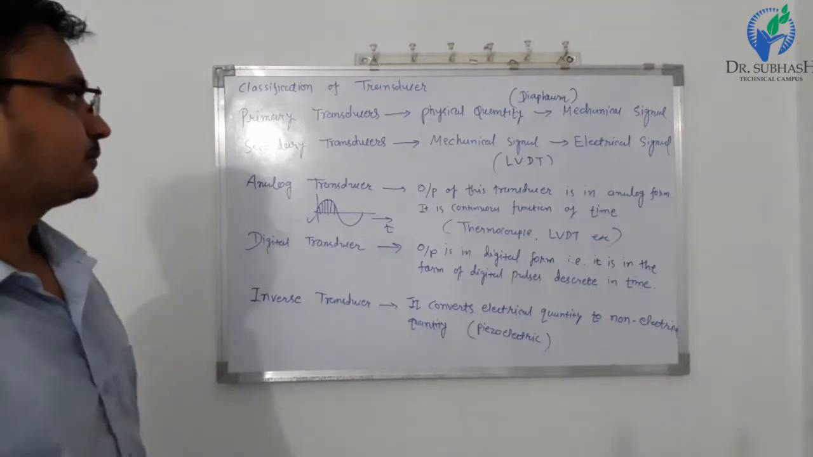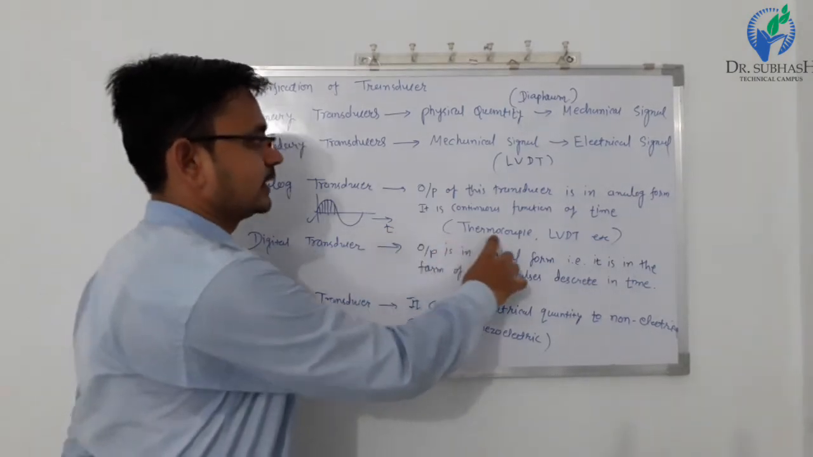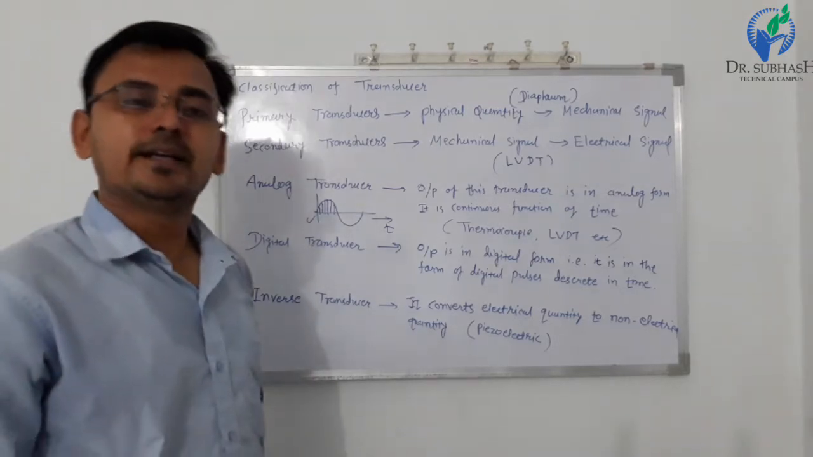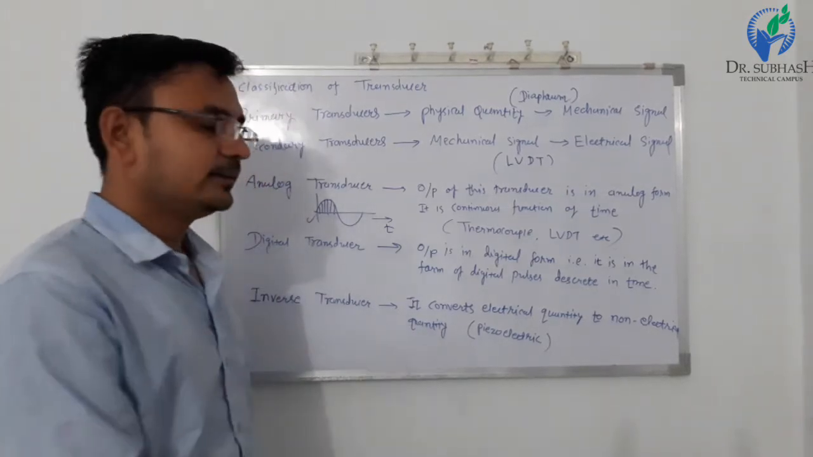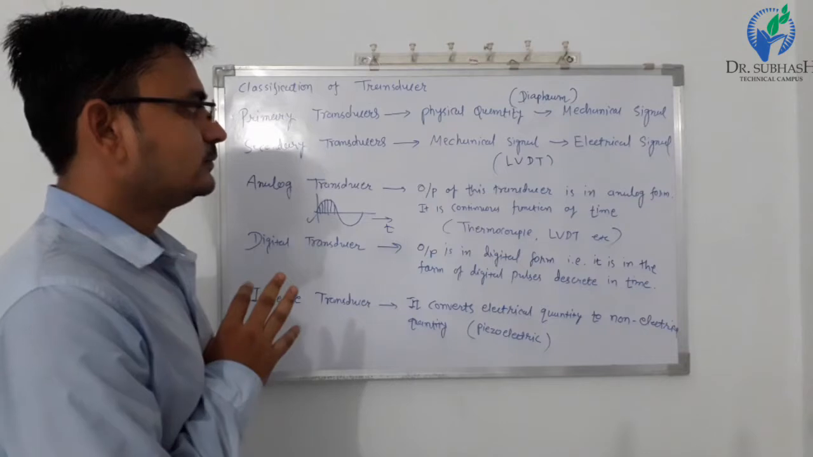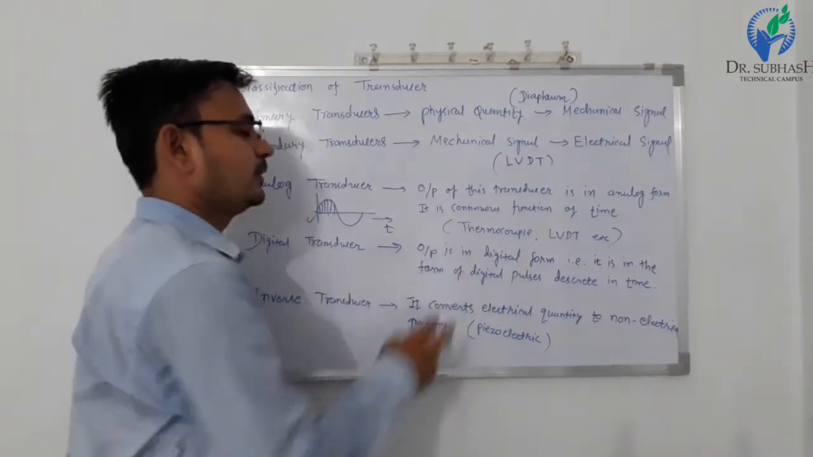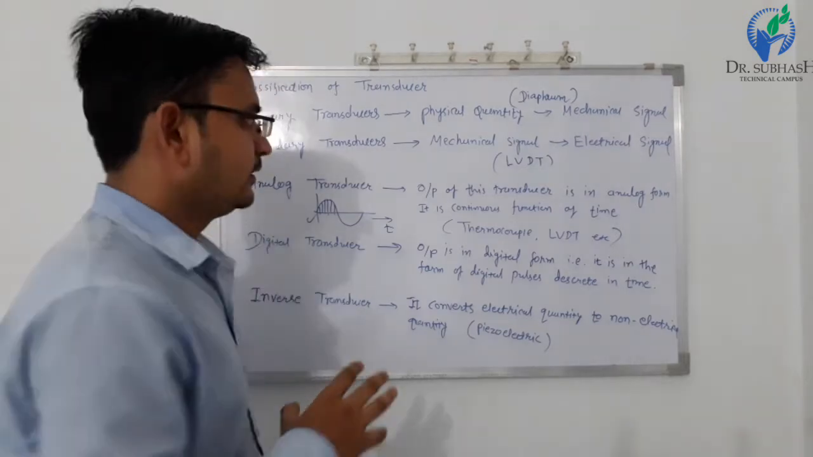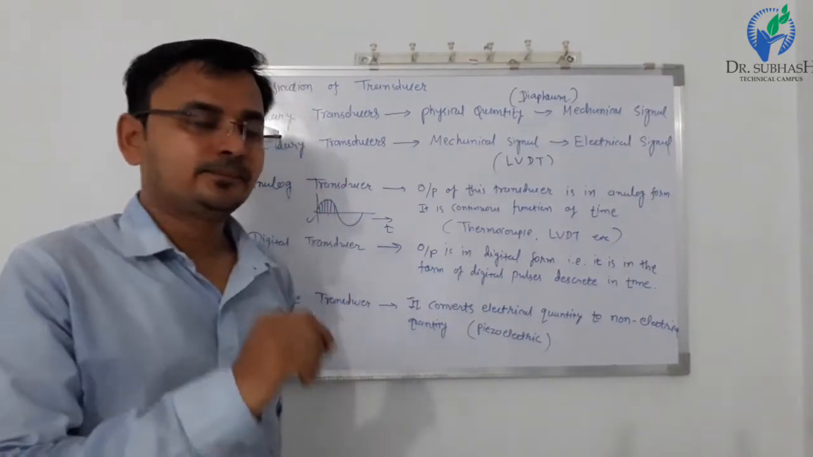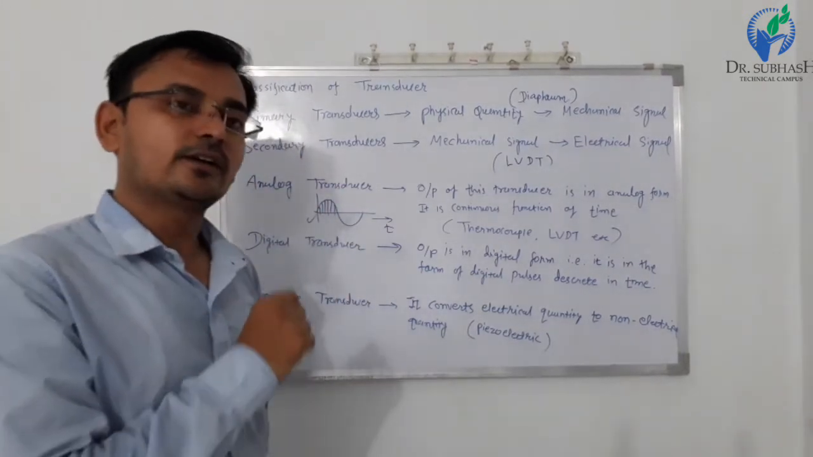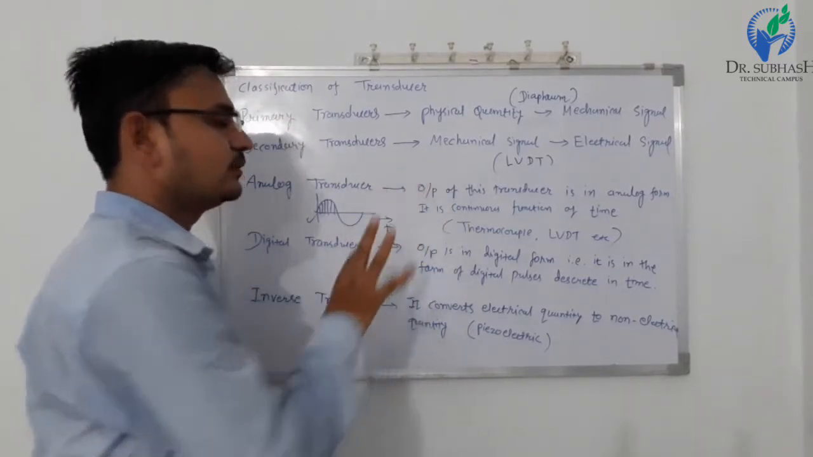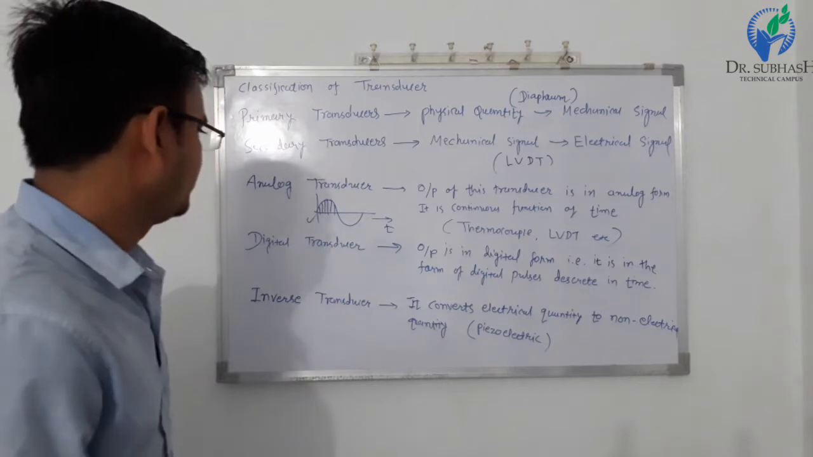Examples of analog transducers are thermocouple, then LVDT, and strain gauge we can also include here. The output of a thermocouple is not in a digital form or in a discrete form. It varies with time and it is a continuous function of time. So these are known as analog transducers.